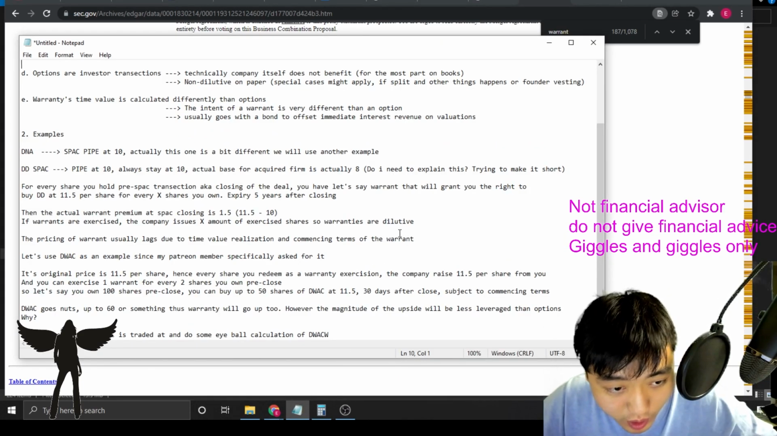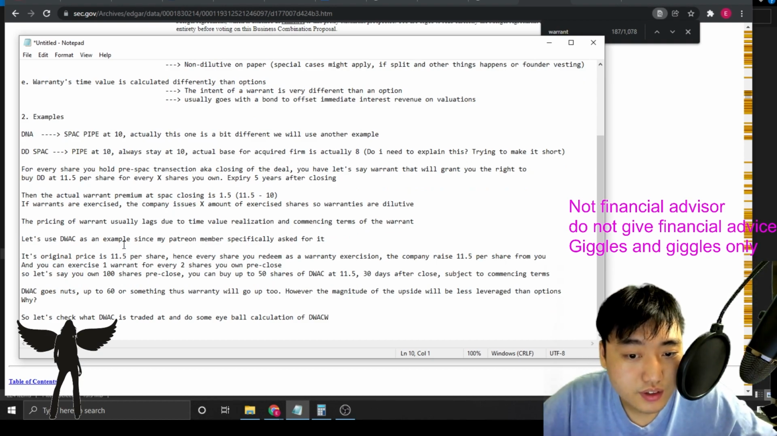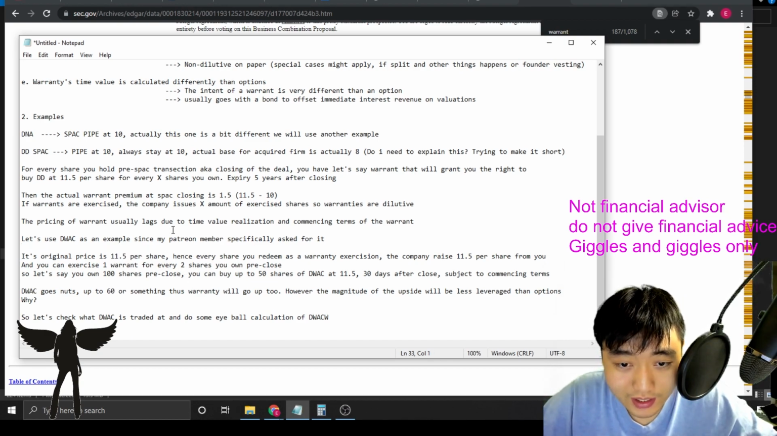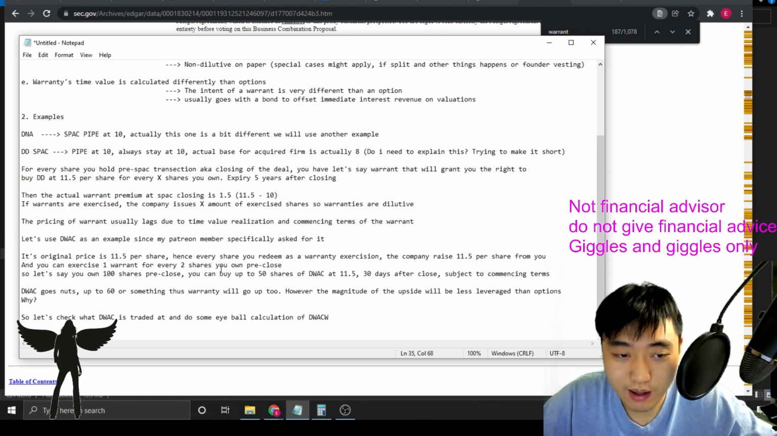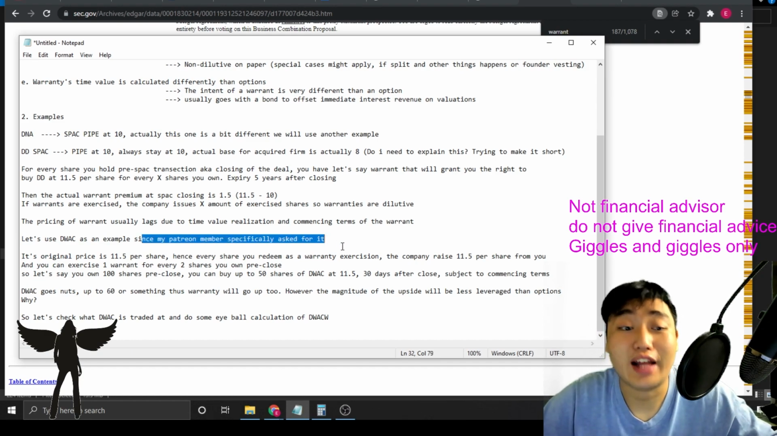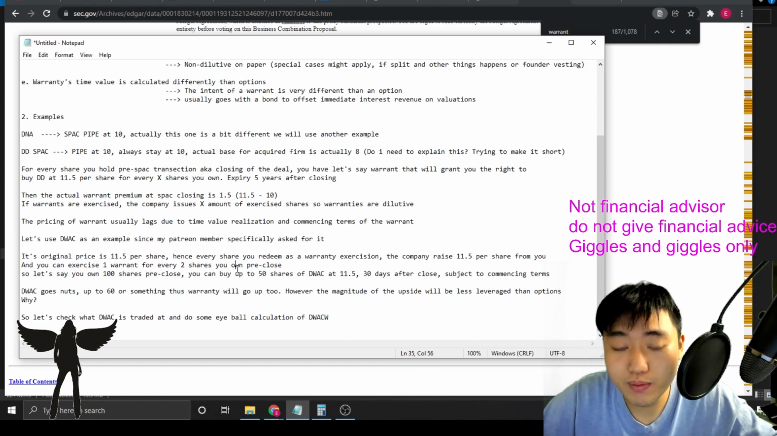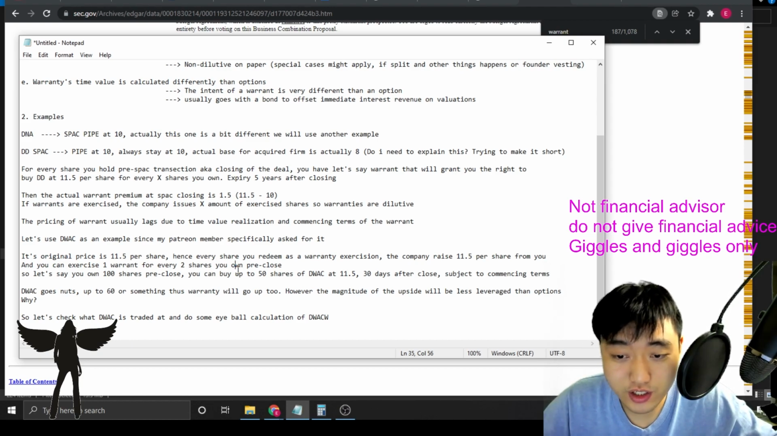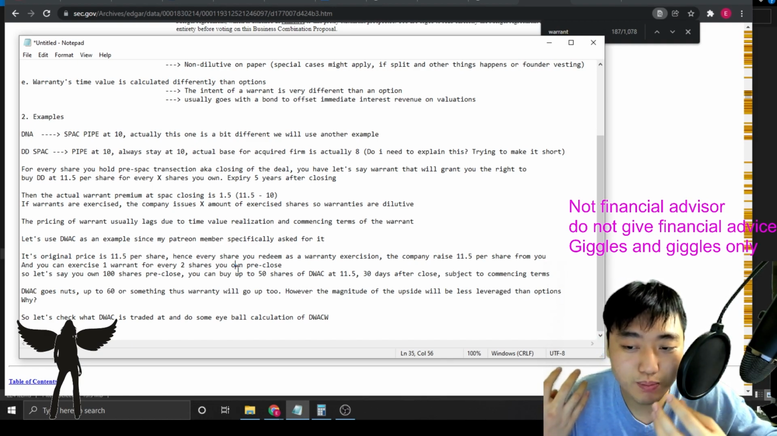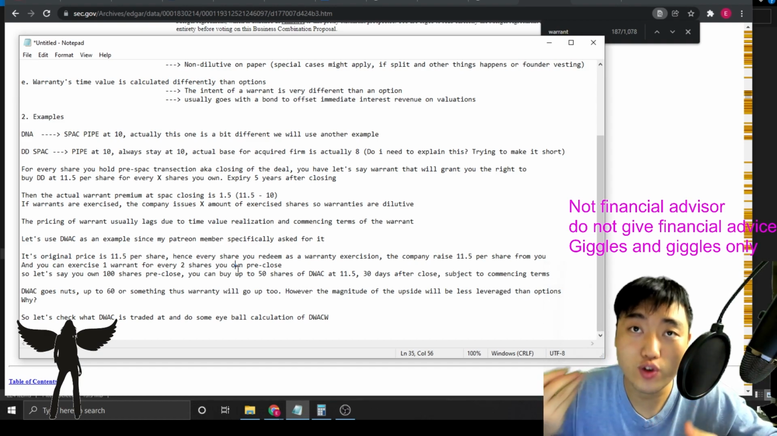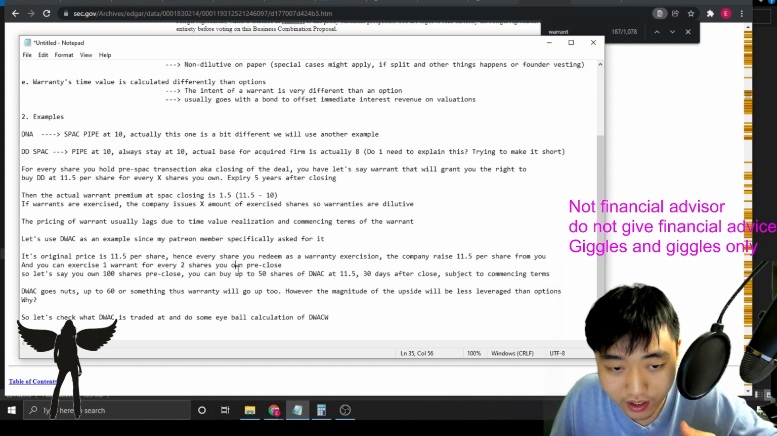Anyways, where are we? So its original price is $11.5 per share, right? Okay, let's wait, sorry. So let's just use DWAC, the Trump SPAC, as an example, because my Patreon member specifically asked for it. Its original price is $11.5 per share. Hence, every share you redeem as a warrant exercise, we basically help the company raise $11.5 per share from the activity of you exercising that warrant, okay?